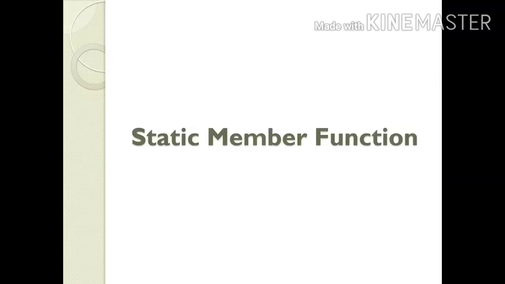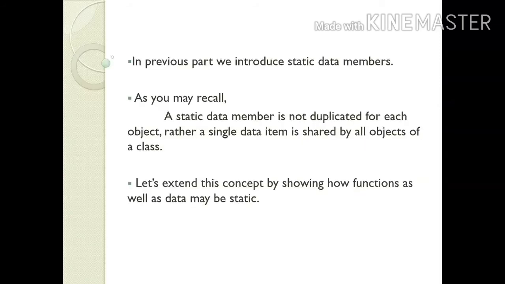Now we'll see static member function. In the previous part, we introduced static data members. As you may recall, a static data member is not duplicated for each object. Rather, a single data item is shared by all objects of a class. Let's extend this concept by showing how functions as well as data may be static.